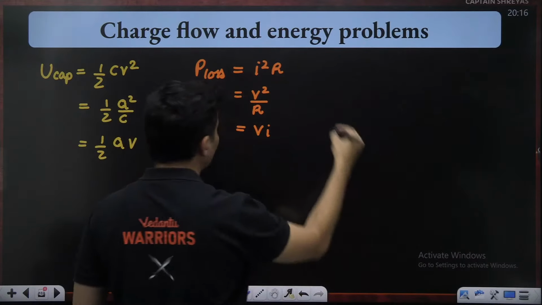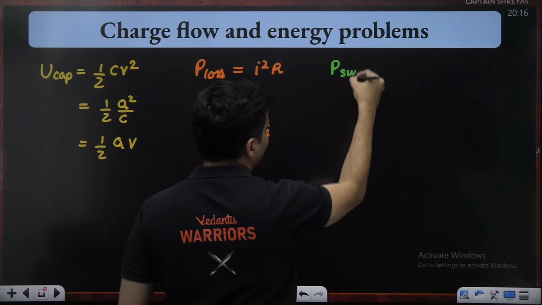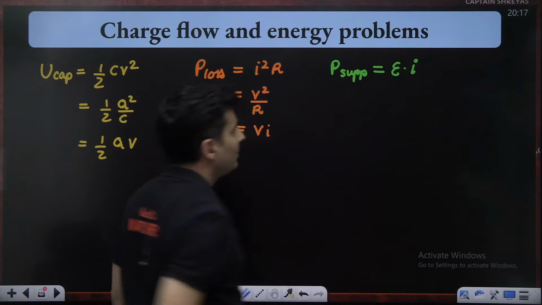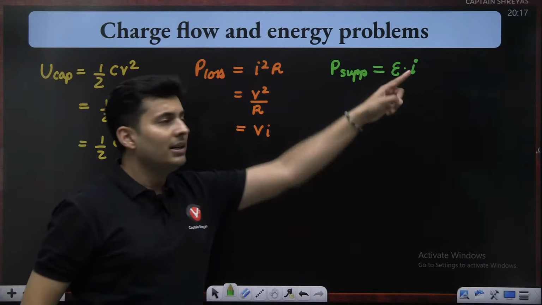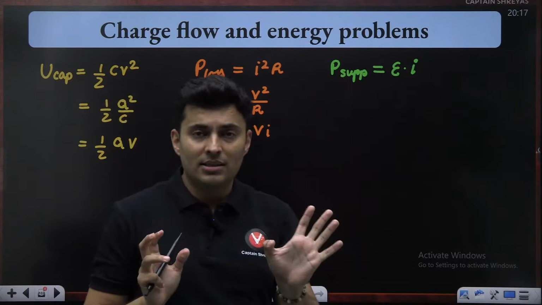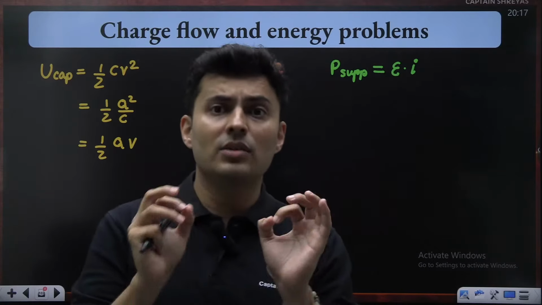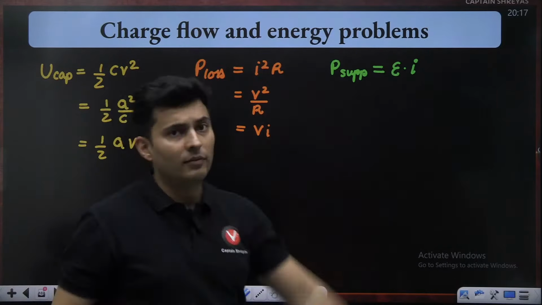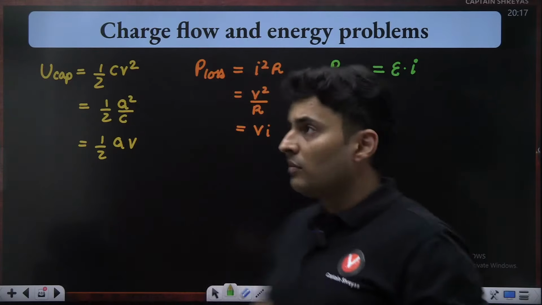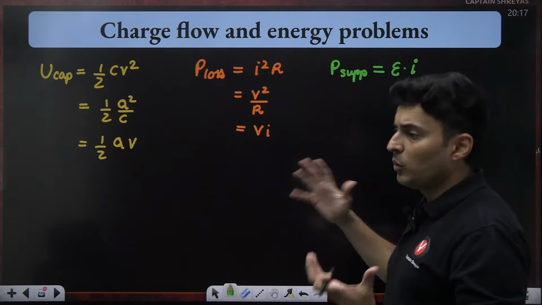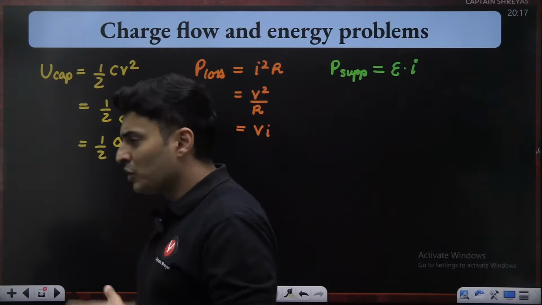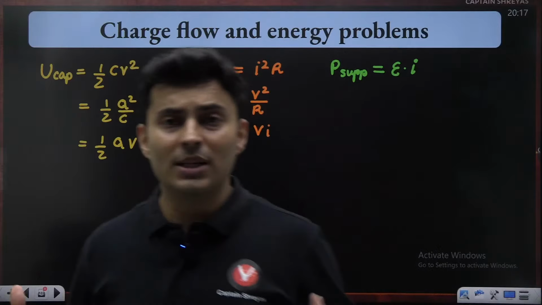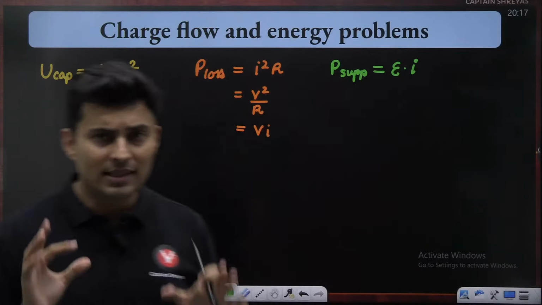Also, you should know the power which is supplied by a cell is EMF into the current. Just like voltage into current, a battery does not cause any loss. It gives the energy into the circuit. So it is E into I, as simple as that. These are the fundamental formulas of energy which you will need for energy loss, charge flow, etc. problems. So you will see questions where a switch is closed, switch is turned, this happens, that happens, how much loss, how much gain, how much charge flows, etc.